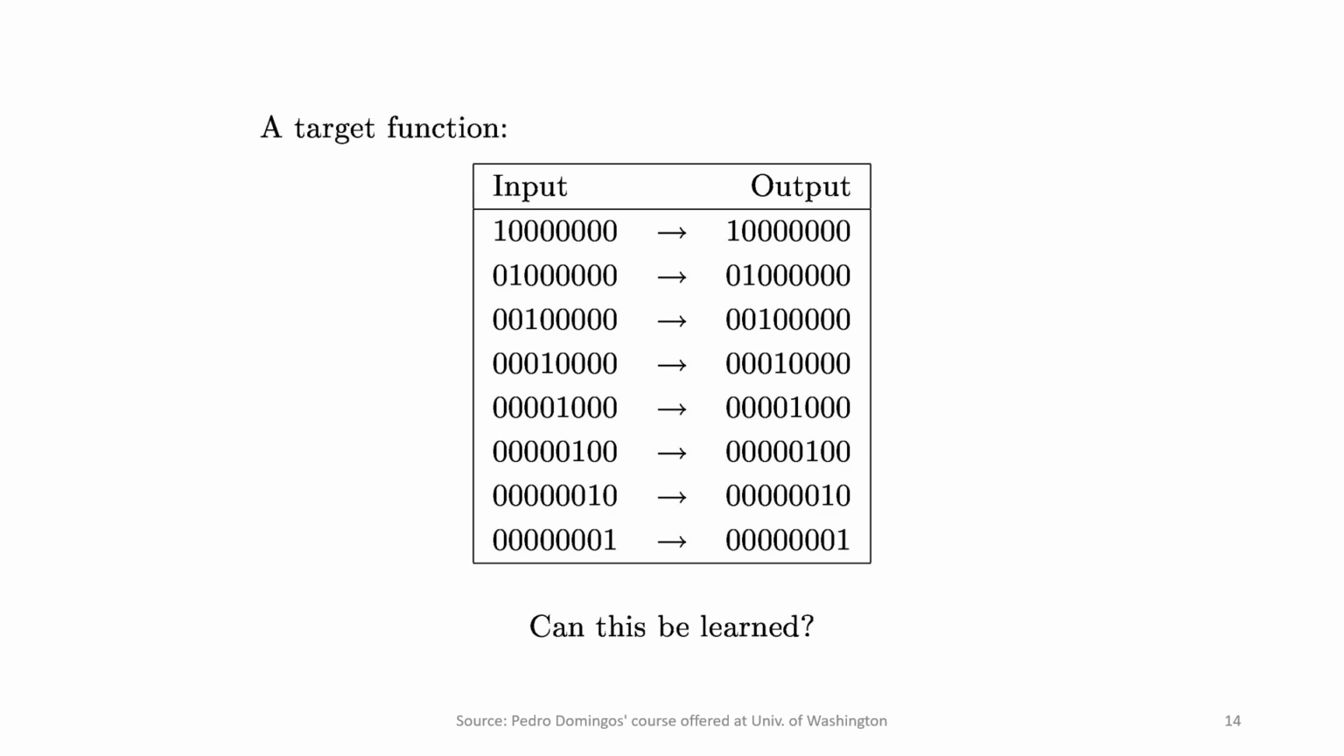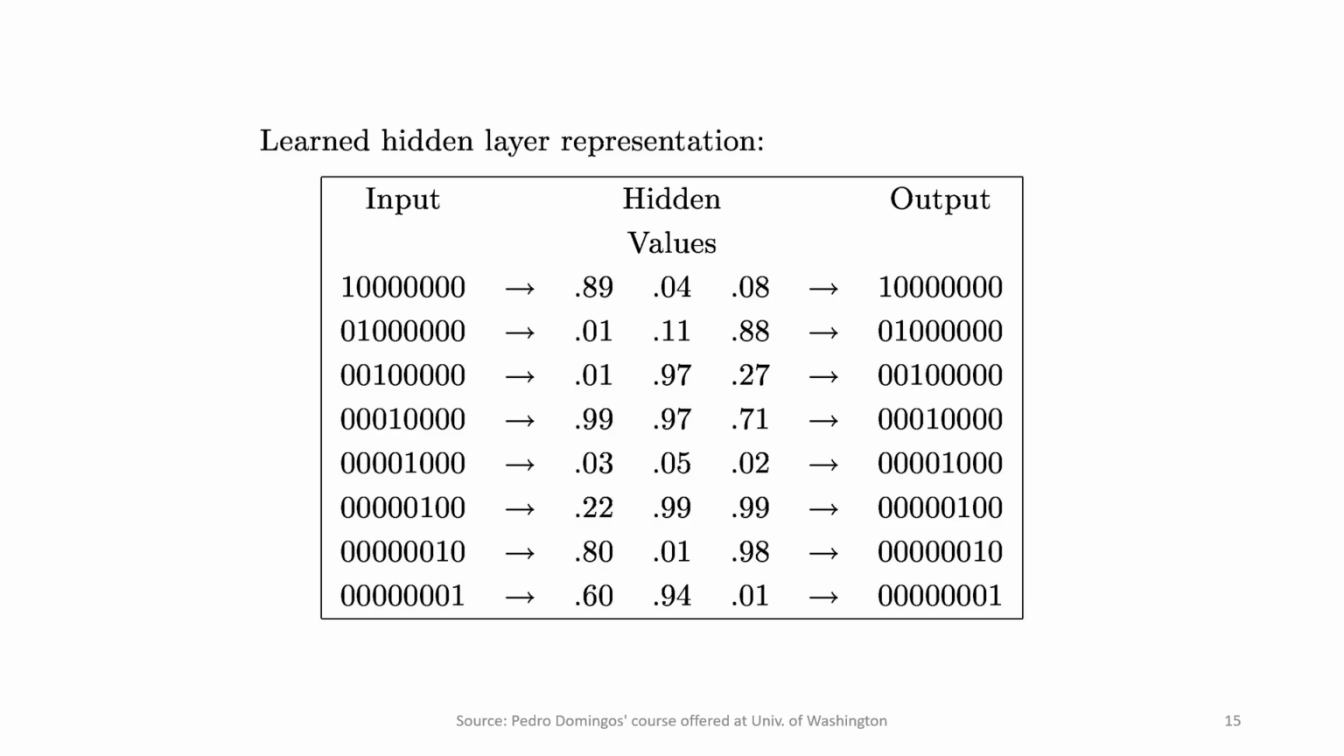This is exactly what I just showed on the previous slide: from these 8 inputs, where each input is an 8-bit number but exactly one of them is 1 and the others are 0, there are 8 possible different inputs, and the output is constrained to be the same as the input. We want to learn this. So here is what your hidden layer learns after some amount of training.